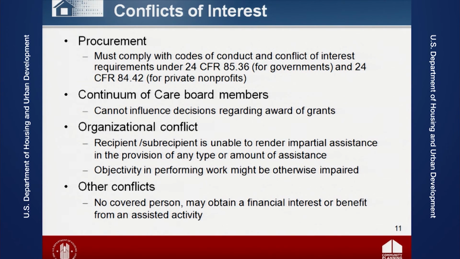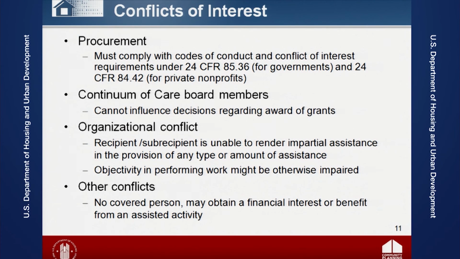85.36 or CFR 84.42. No Continuum of Care board member may participate in discussions or influence decisions concerning the award of a grant or other financial benefits to the organization that the member represents. An organizational conflict of interest arises when the recipient or subrecipient is potentially unable to render impartial assistance in the provision of any type or amount of assistance under this part, or when a covered person's objectivity in performing work with respect to any activity assisted under this part might be otherwise impaired.